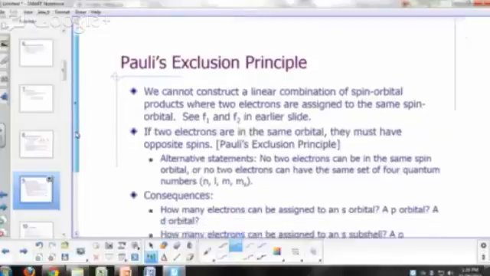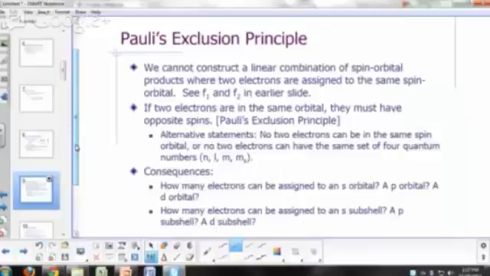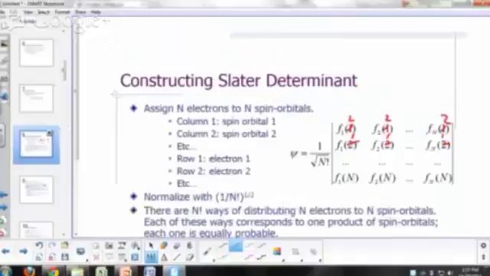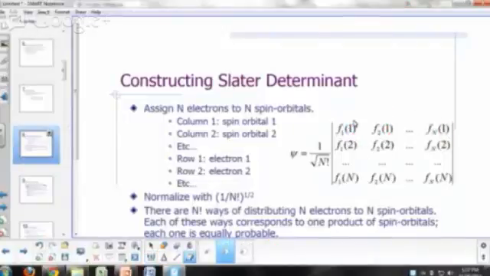Now, you cannot construct a linear combination of spin orbital products where you assign 2 electrons to the same spin orbital. What happens if you assign 2 electrons to the same spin orbital with your Slater determinant? Remember, each of the terms that you get when you expand your determinant would be a spin orbital that depends on electron 1 times a spin orbital that depends on electron 2 times a spin orbital that depends on electron 3. So if you're going to assign 2 electrons to the same spin orbital, basically what you're saying is you're making 2 of these columns the same.